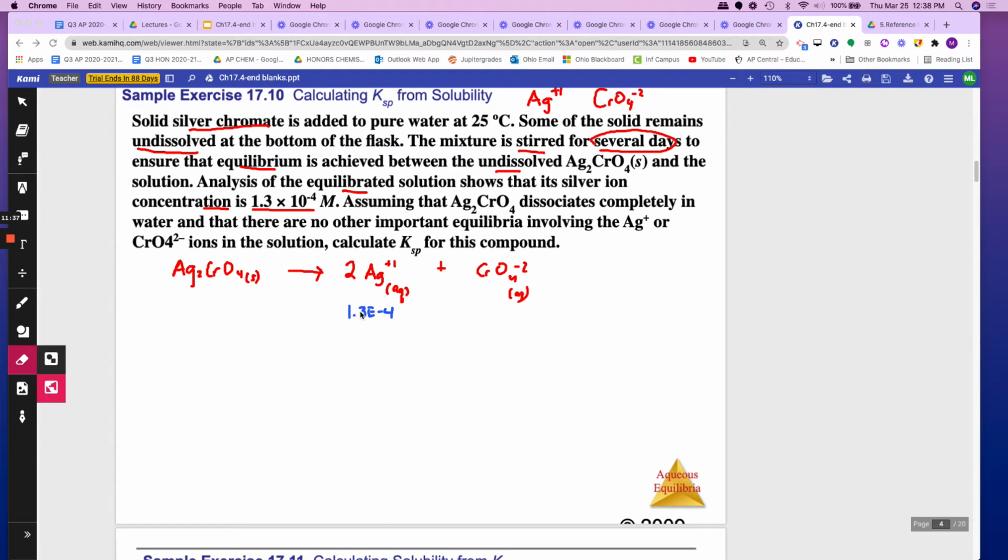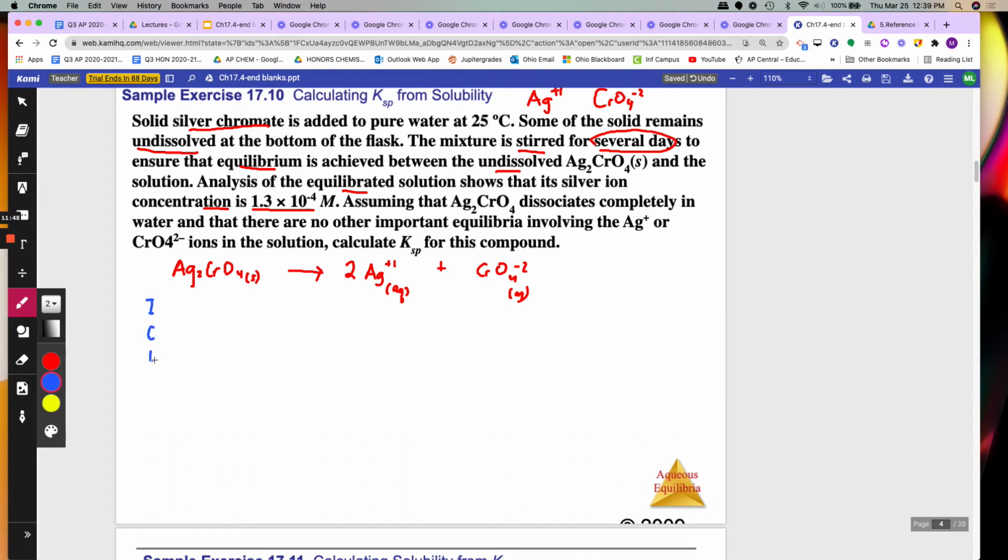I'm going to have to erase this because this is at equilibrium, so I have to draw my ICE box. Analysis of the equilibrated solution shows that its silver ion concentration is 1.3 E-4 at equilibrium. Assuming that the Ag2CrO4 dissociated completely in water, there are no other important equilibria involving those ions. Calculate Ksp. So they gave me one number, and now they want me to get Ksp.